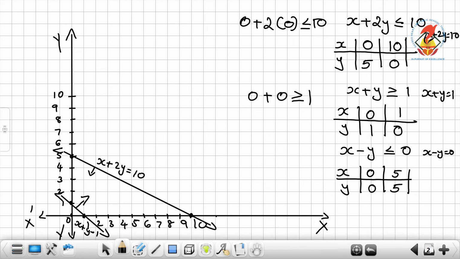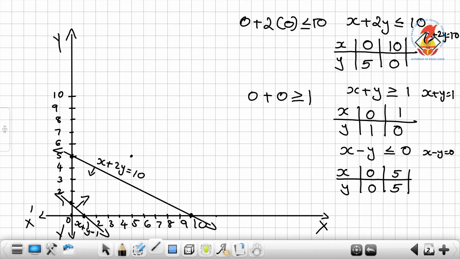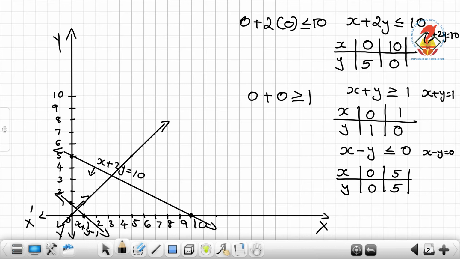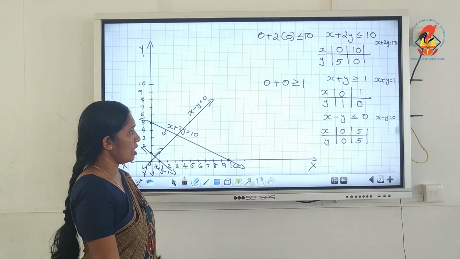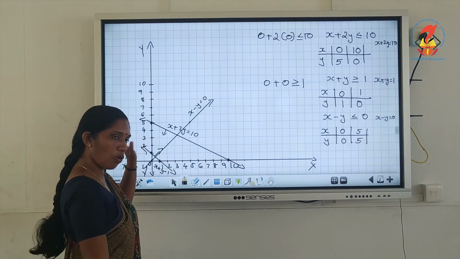It passes through origin and 5, 5. That is 5, 5. Okay, draw the line through this point. This is the line x minus y is equal to 0. Then shading, we can't take origin since the line passes through the origin. So you can take any other point. You can take 10, 0 or 0, 5.